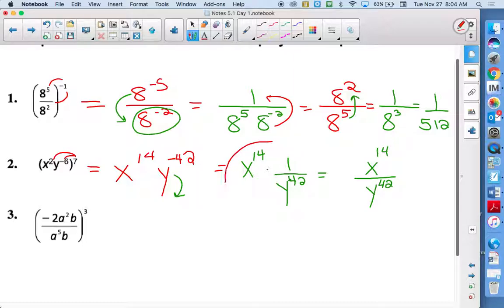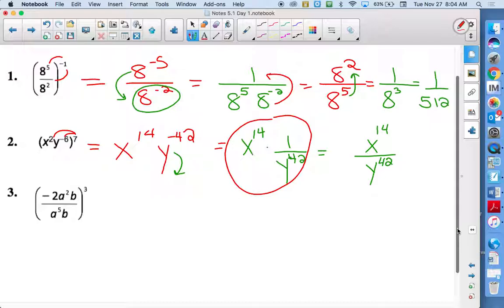And you can skip this step if you want to. So if you have 2 variables that are next to each other, that one just goes right underneath the other variable. So x to the 14th over y to the 42nd.